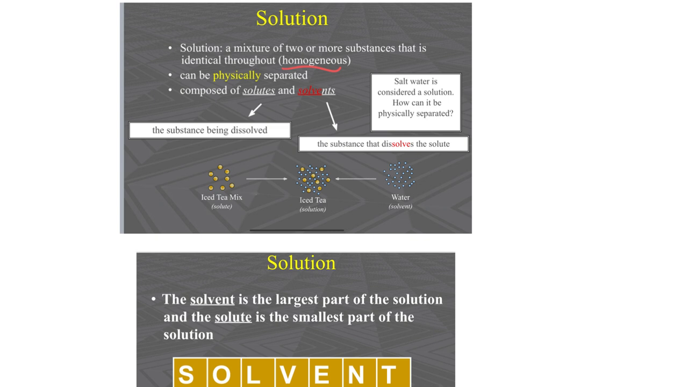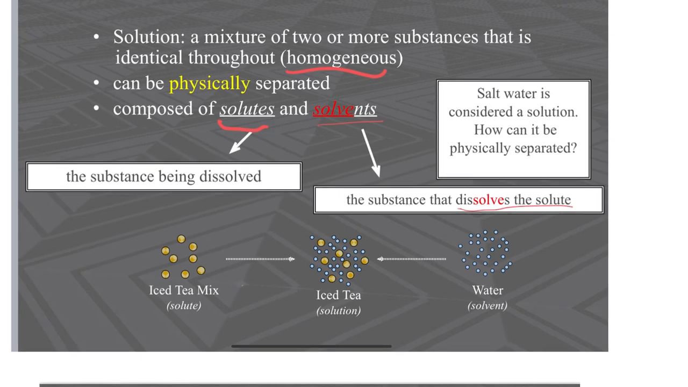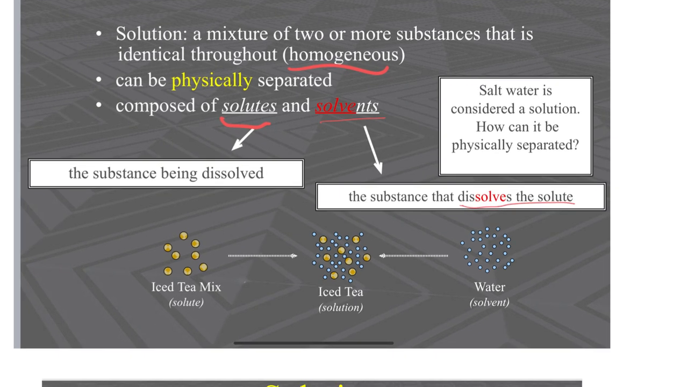Okay, so a solution consists of a solute and a solvent. Solvent is a substance that dissolves the solute. Solute is the stuff being dissolved. So like iced tea, water is a solvent, or in Dr. Pepper, the water is a solvent. It's what you have more of. It dissolves other stuff. And the flavorings and the carbon dioxide and the sugar would be the solute, and together, when mixed, it forms a solution.